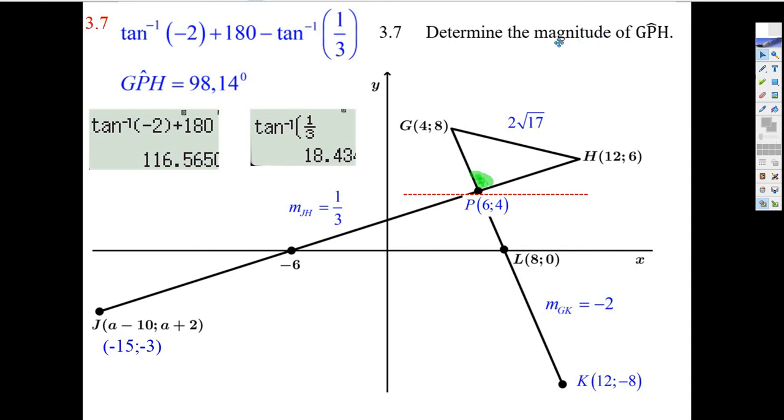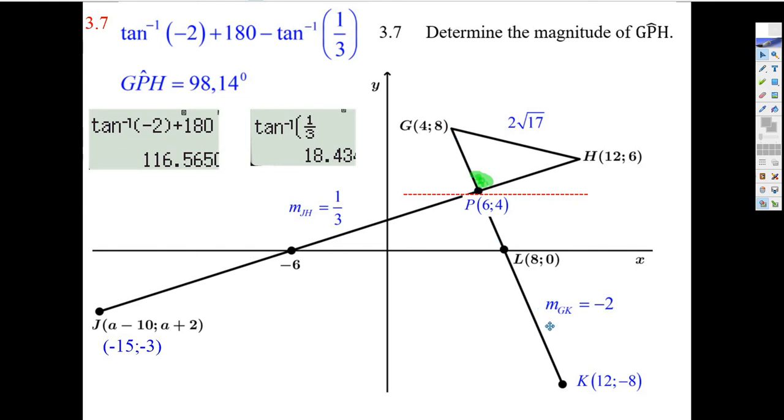Determine the magnitude. That's a big word for the angle. How big is the angle GPH? Go to GPH. I put this little green thing here to show the angle that we're trying to get at. Now, if you want to get at an angle, you need the gradients of the two lines that are next to it. Well, what do we have here?